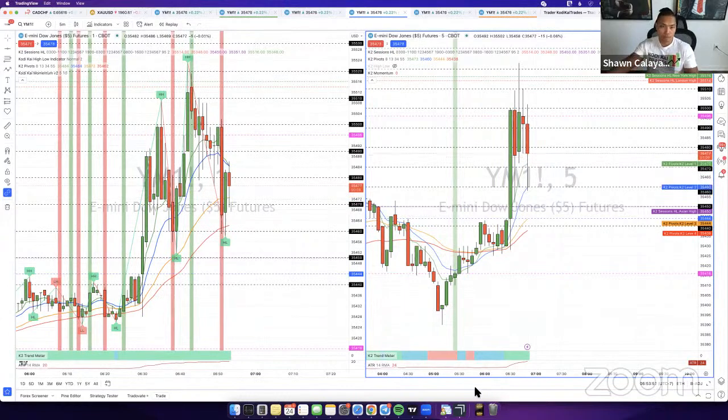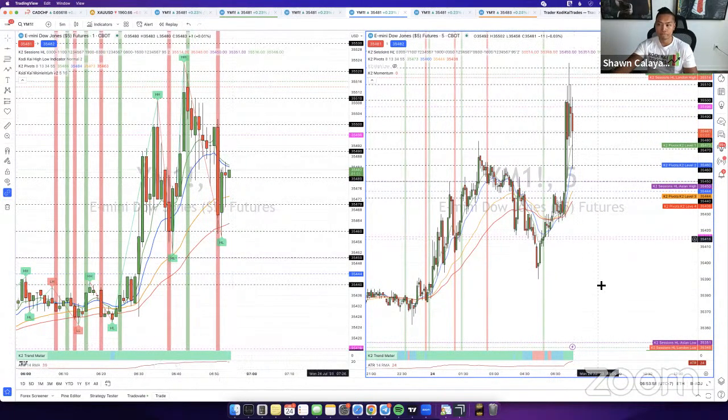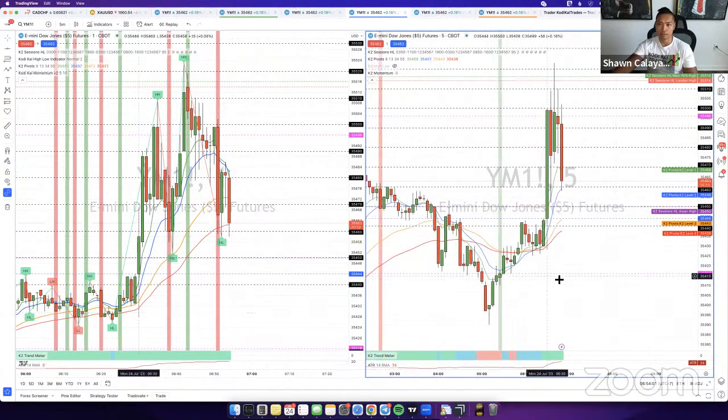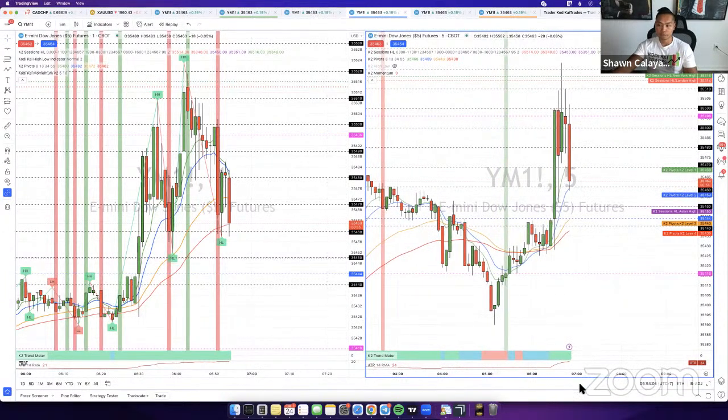But yeah, right now we don't really have much of a direction. We're just waiting for direction to be set. We do have the volatility in the market. We just don't have direction right now. So just a matter of time until we get the opportunity to take entry here.